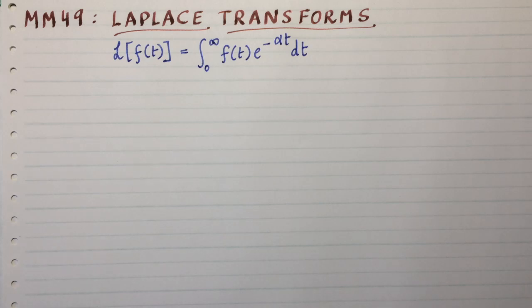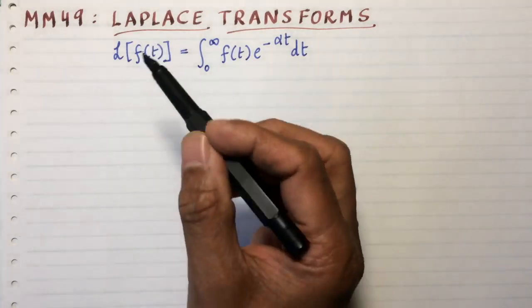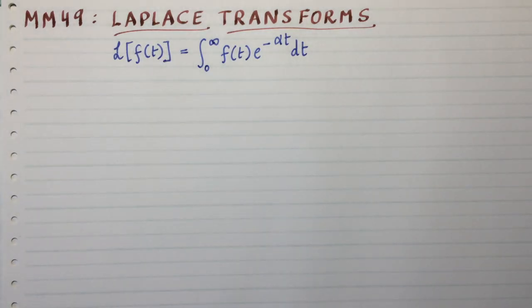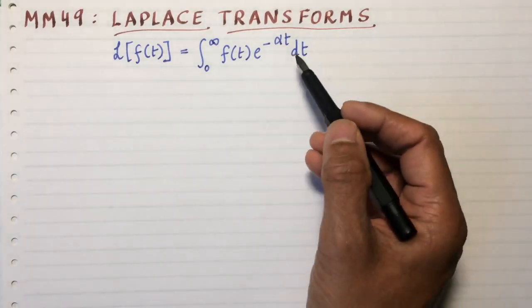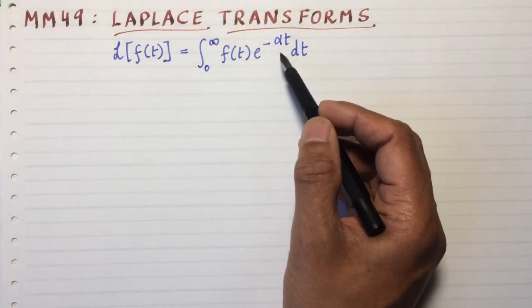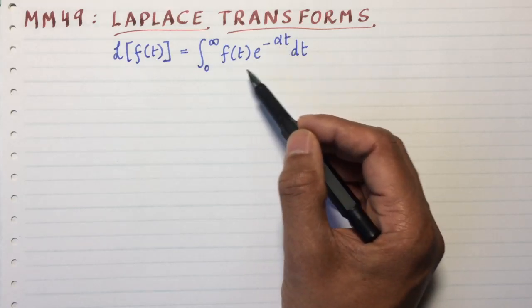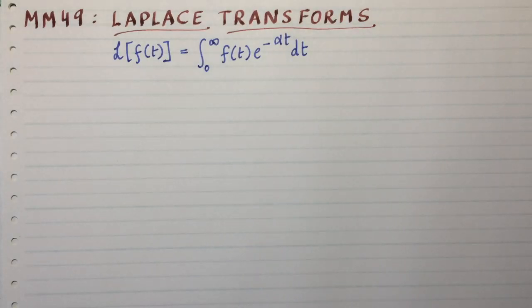In this video, we'll study how to find the Laplace transform of functions. By definition, the Laplace transform of a function f of t, written now with the conventional square parenthesis for Laplace transforms, is the integral from 0 to infinity of f of t e to the minus alpha t dt. Because the decaying exponential function decays faster than any polynomial, this integral is always guaranteed to exist for a large class of functions.